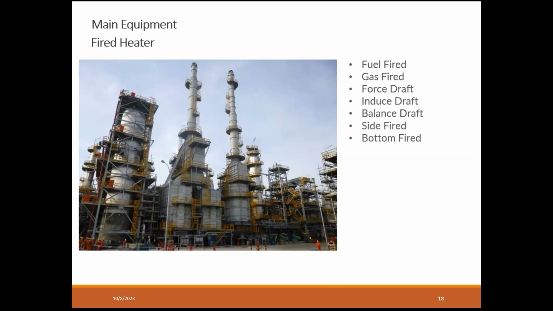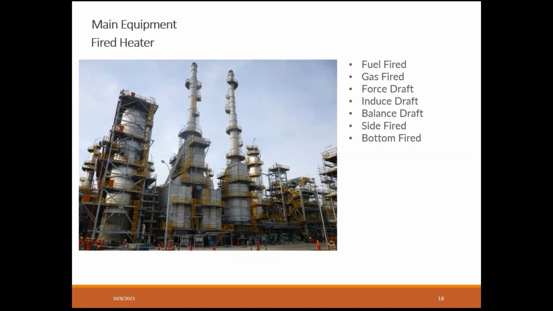For induced draft, we also have a blower. So this blower will be located at the flue gas side. So remember, we have combustion air. Combustion air reacts with fuel, then it will have a fire, and then it will generate flue gas. So combustion air is at the upstream side. Flue gas is at the downstream side. So for induced draft, this blower will be installed at the downstream side, which is at the flue gas side. So basically, it will suck all the flue gas out from the fire heater.